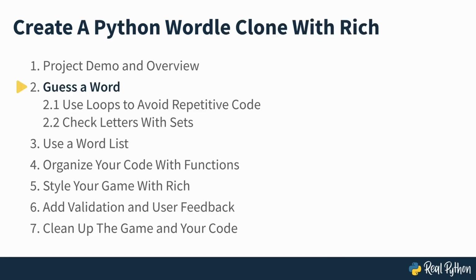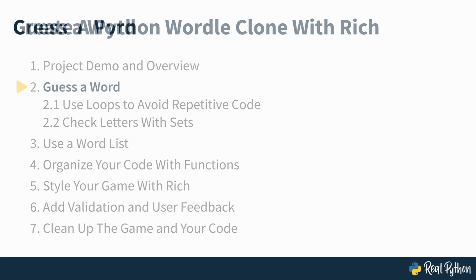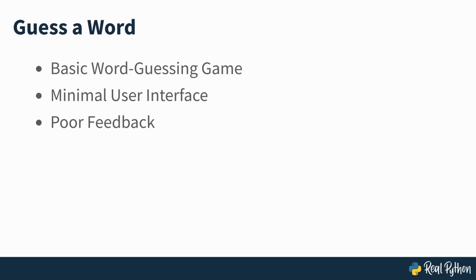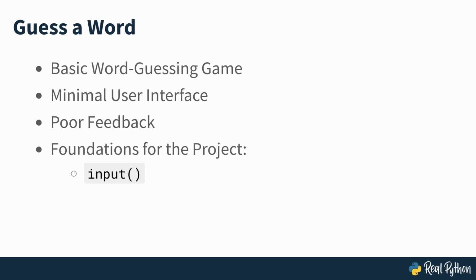Guess a word. In this section of the course, you'll build a very basic word-guessing game. The game won't look good, and the feedback from it will be hard to parse if it's present at all. Still, the building blocks for your Wordle clone will be in place. By the end of this phase of the project, you'll use input to read words from your players, a for loop to give your users several guesses, and sets to find out which letters your users have guessed correctly.